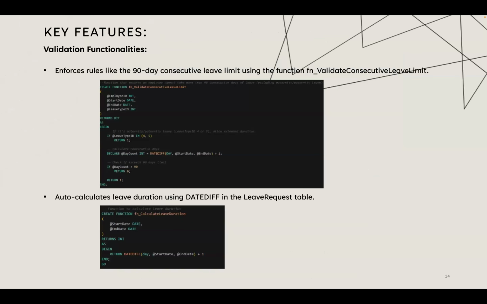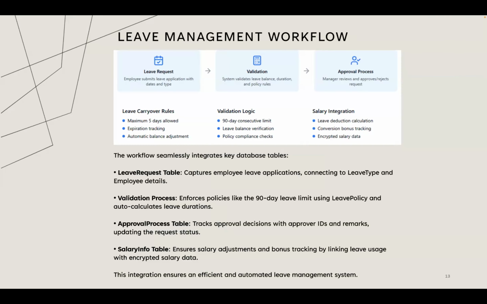So in this workflow we have 4 key components. One is the leave request table, which captures and manages the employee leave applications. Then the validation process, which automatically processes policies like the 90-day consecutive leave limit. And then the approval process table ensures transparent decision making, and the salary info table, which handles automatic leave-based salary adjustments with enterprise-grade security. Now, next slide.